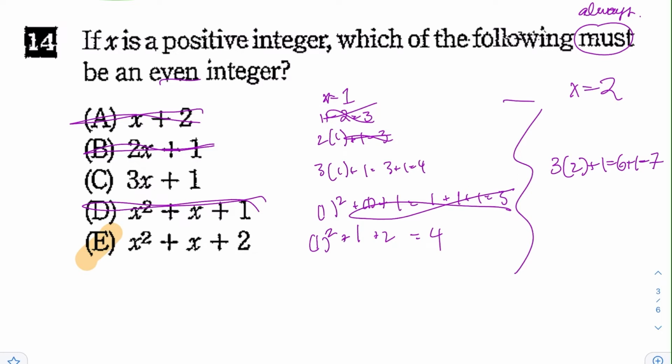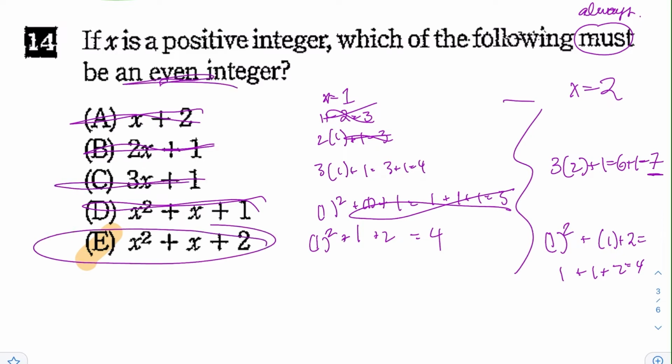So for choice E, you have 2 squared plus 2 plus 2. And that's 4 plus 2 plus 2, which is equal to 8. So that is, in fact, even. So you eliminate choice C, because choice C became odd. We want to make sure it's even, and only choice E is left. It's the only one that's even.